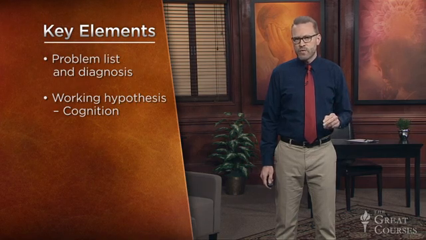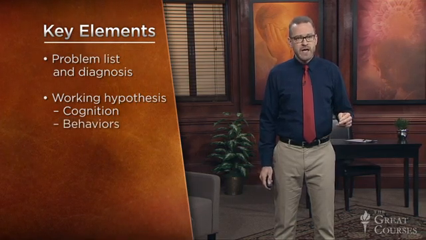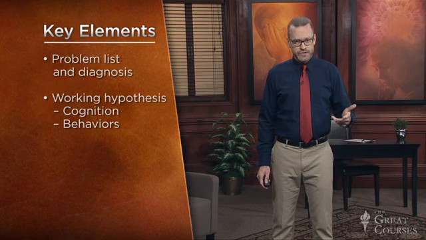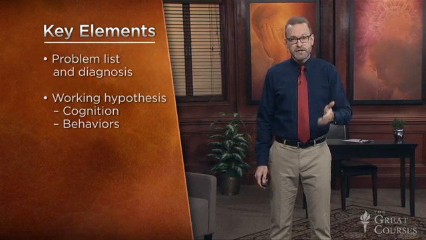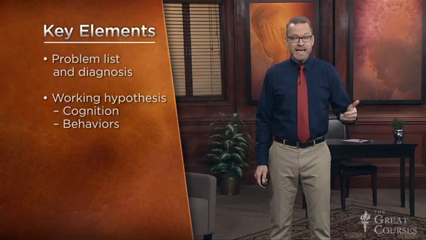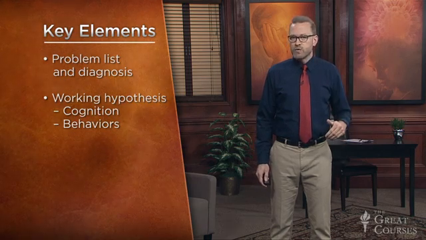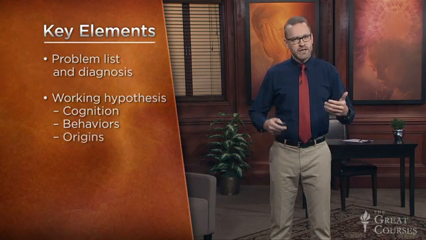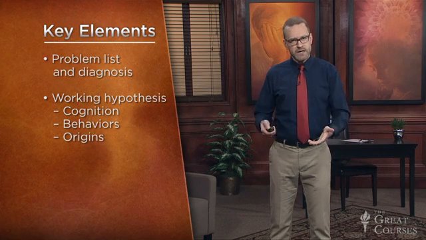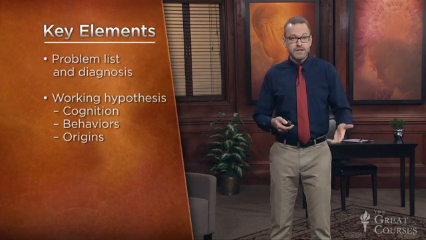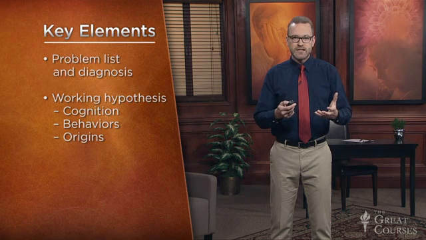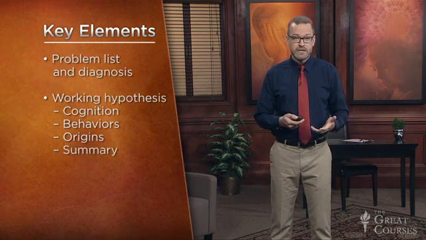The second part of a working hypothesis, we'll look at behaviors, and here again we'll look at those antecedents or triggers. We'll look at the punishments and the rewards that a particular behavior evokes. Third, we'll want to look at the origins, and here we're talking about early learning events, or we might be talking about your parents or family of origin issues. And lastly, we'll tie it all together and create a summary to tell a story.